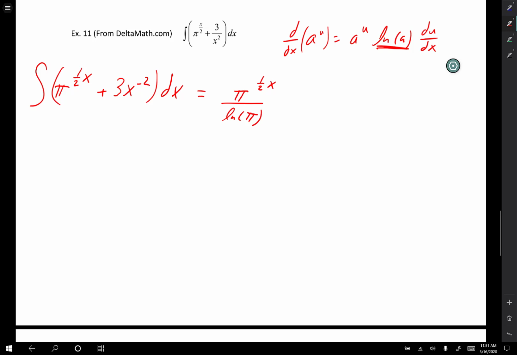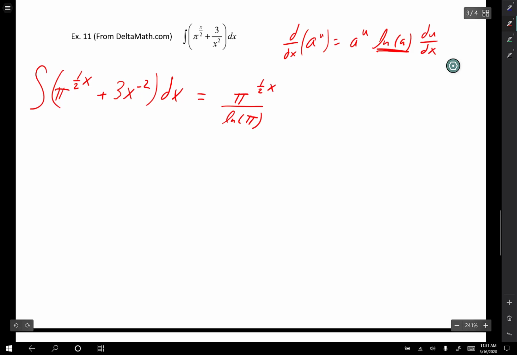Now notice I still have this du dx. I have a half x. The derivative of half x would have been a half. So I would have said times half, but there's no half here. So that means there has to be a 2 right there in the front, the reciprocal of the coefficient in front of that half x term. And yeah, so there it is. That's the antiderivative of pi to the 1/2 x.